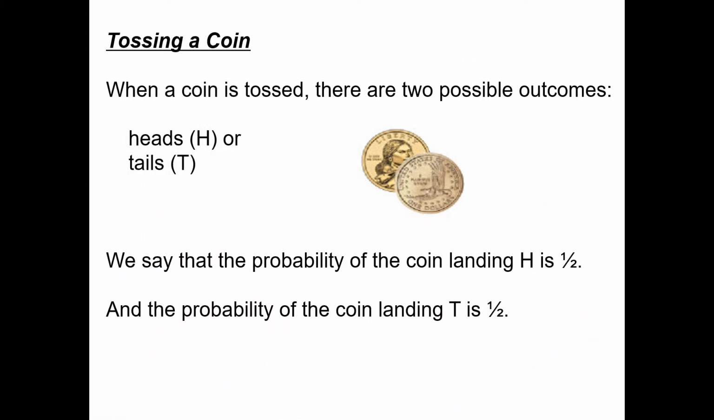For example, tossing a coin. The coin can land on two faces, head and tail. We can say that the probability of the coin landing head is 1 by 2. The probability of the coin landing tail is 1 by 2.